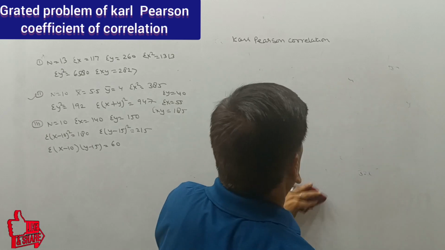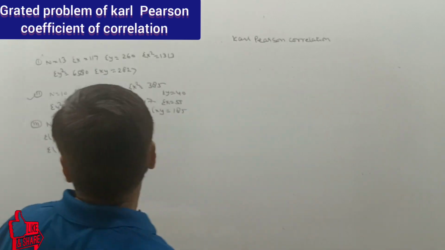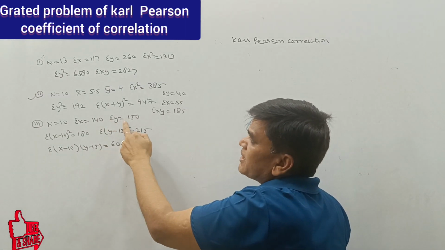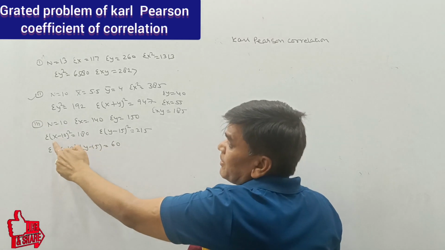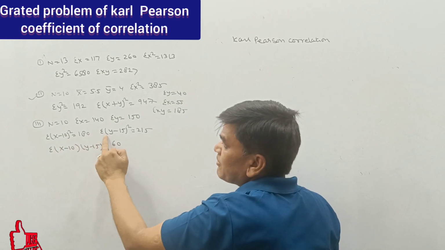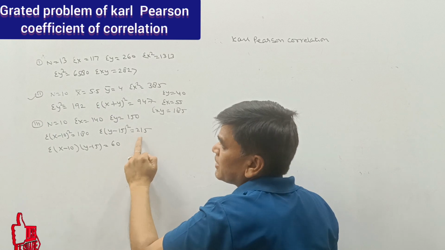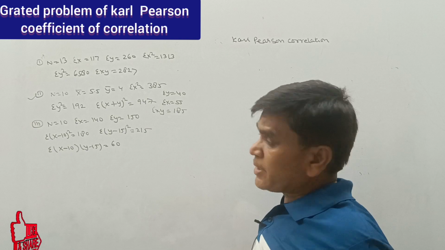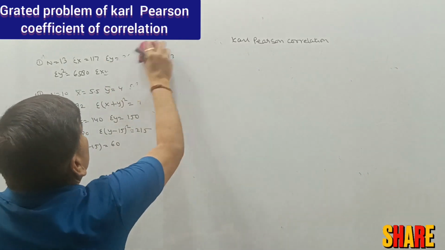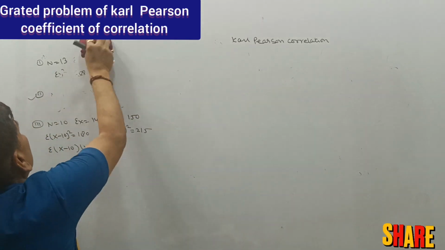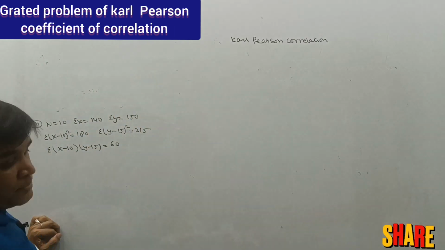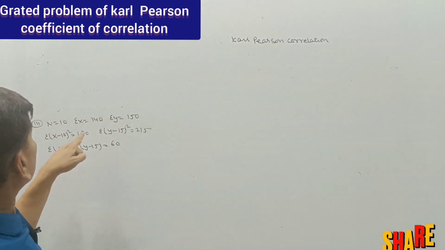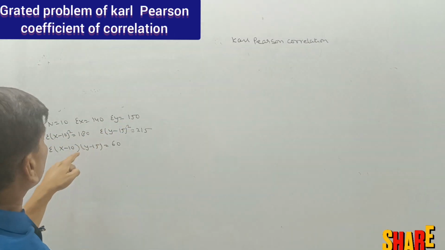Question number 3 is on your blackboard. N is given 10. Sigma x is given 140, sigma y is given 150, sigma (x minus 10) square is equal to 180, sigma (y minus 15) square is given 215, sigma (x minus 10)(y minus 15) is given 60. Okay, so already we have done two questions, so we do not want to write here. Here n given, sigma x given, sigma y given. We want sigma x square, sigma y square and sigma xy.